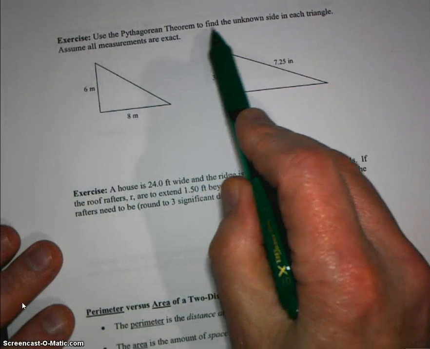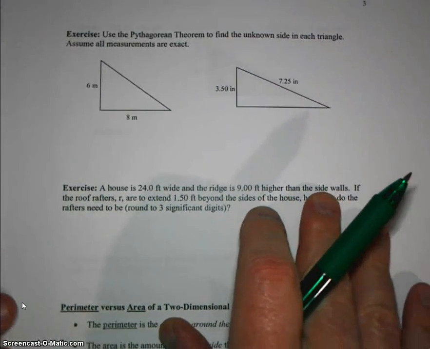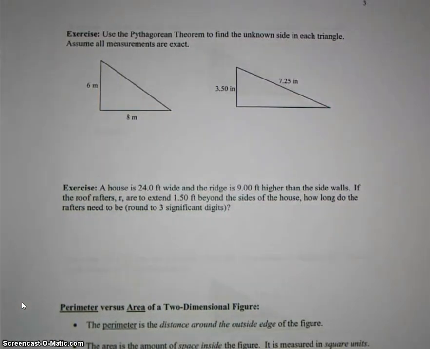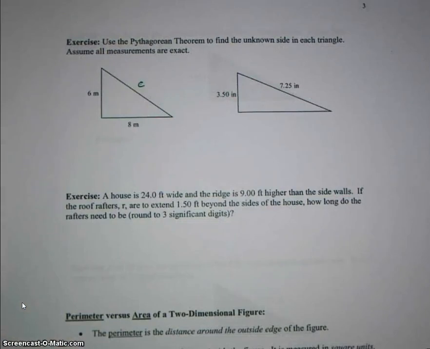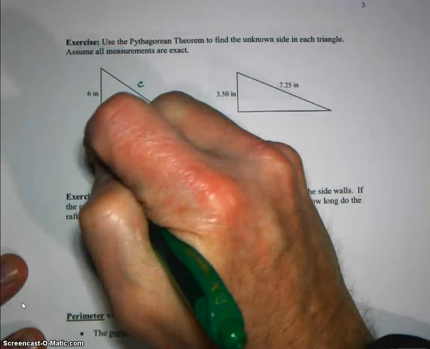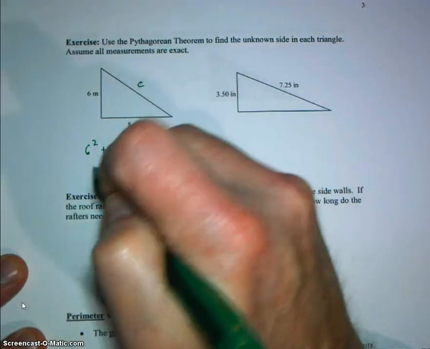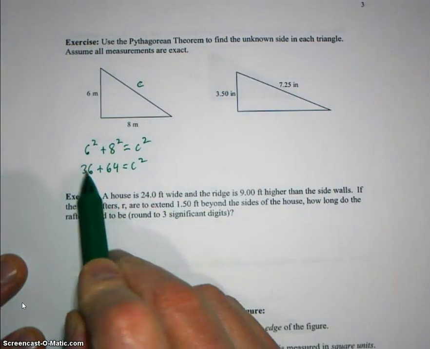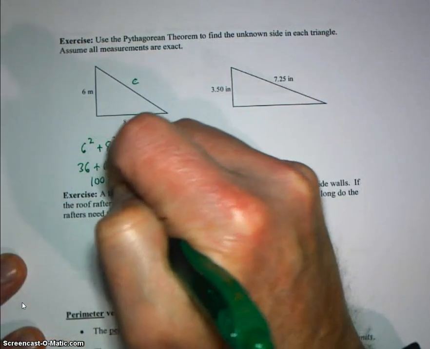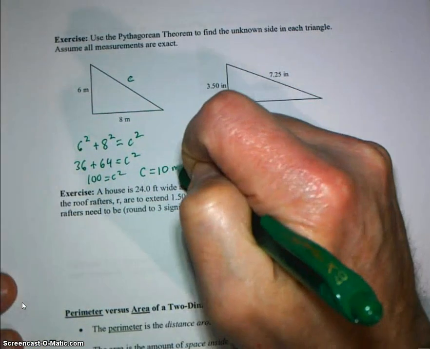Use the Pythagorean theorem to find the unknown side of each triangle. Assume all measurements are exact. Well, that's convenient because then we don't have to worry about rounding off significant digits, all that stuff. All right, so this would be side C. This is the hypotenuse that we don't know. So 6 squared plus 8 squared would have to equal c squared, which means 36 plus 64 is c squared. 36 plus 64 is 100. And then we would take the square root, and we would find c is 10 meters.